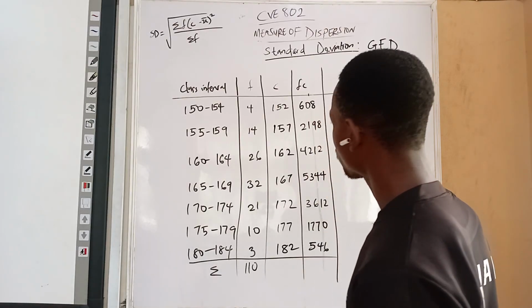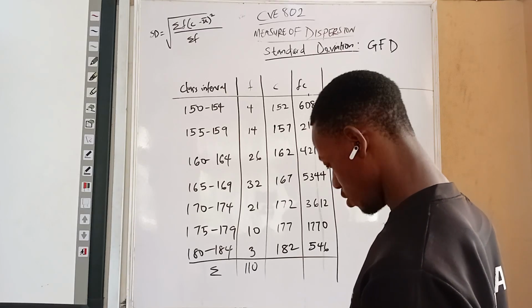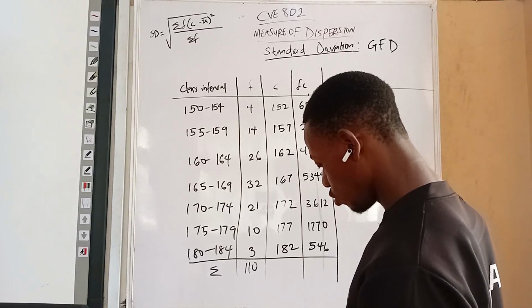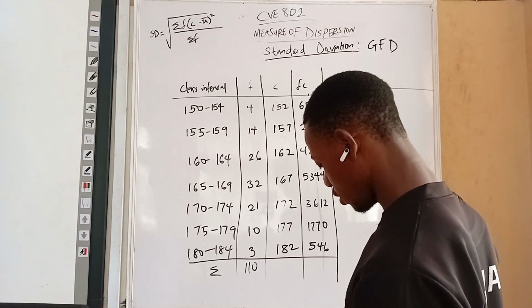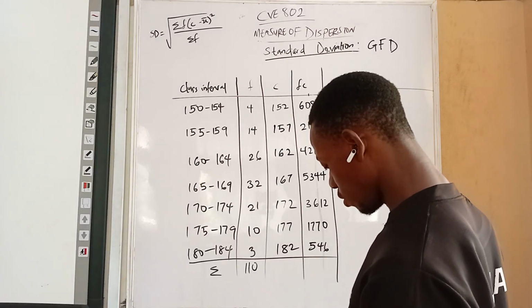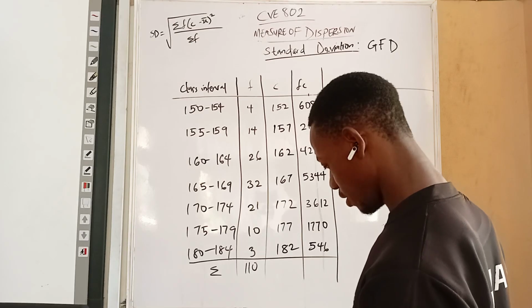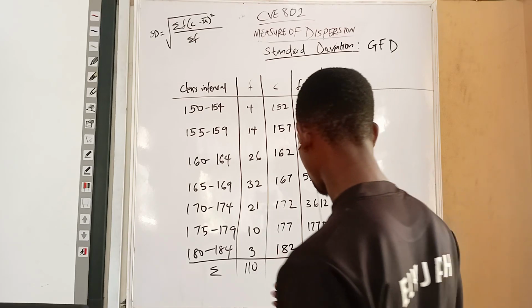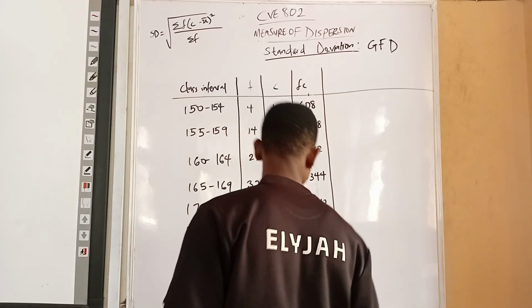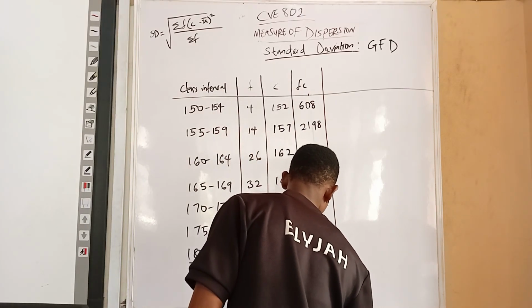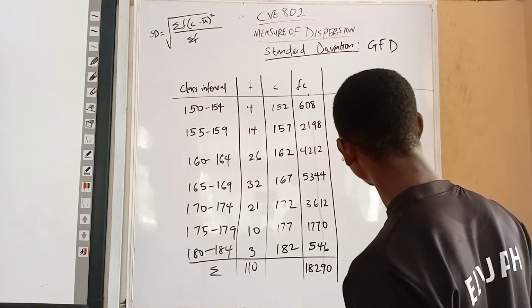adding the FCs together, we have 608 plus 2198 plus 4212 plus 5344 plus 3612 plus 1770 plus 546. That gives 182,090. Sorry, 18,290. 18,290.